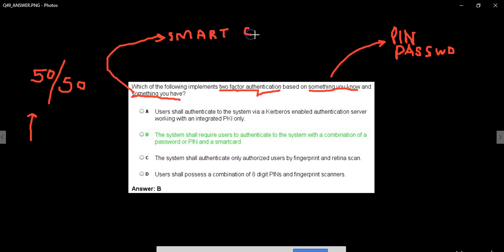A smart card is like your CAC card, your common access card. The DoD issues those, and you have to put it into the little smart card slot. So that would be something you have. Another thing that would be something you have is a secure ID. That's an RSA issue. RSA the company, not the algorithm. They also call it a fob, and it's a synchronous token.